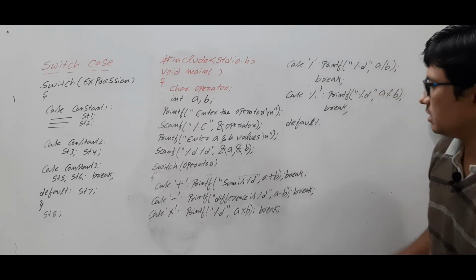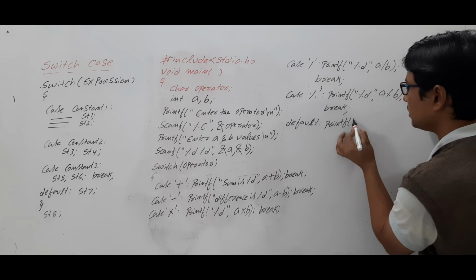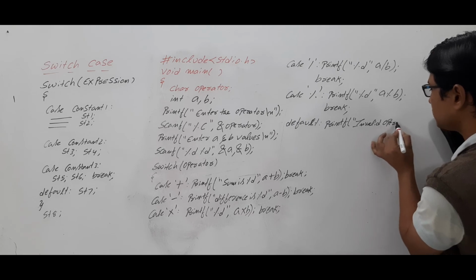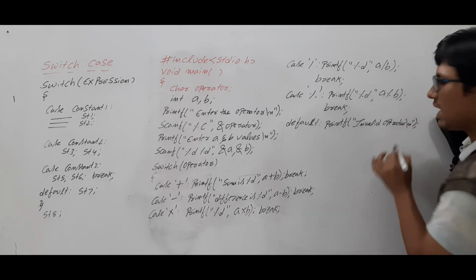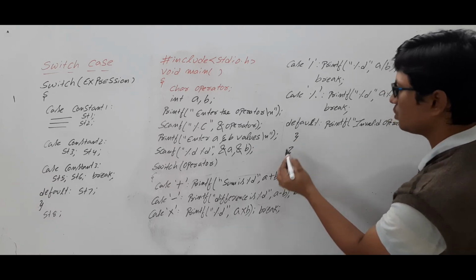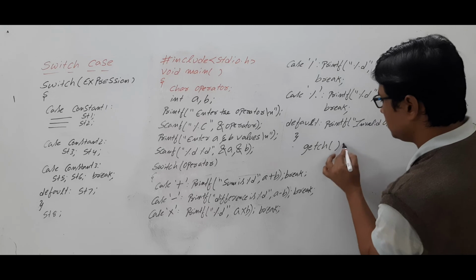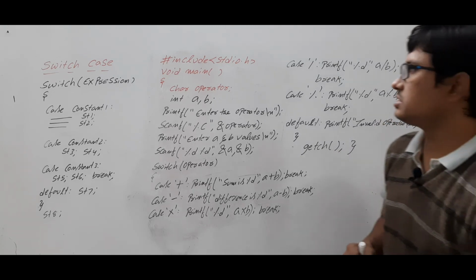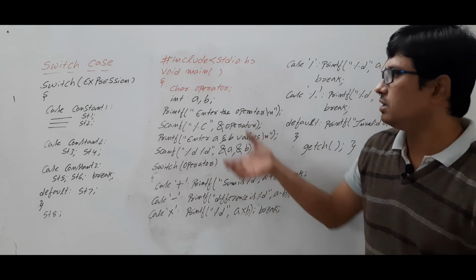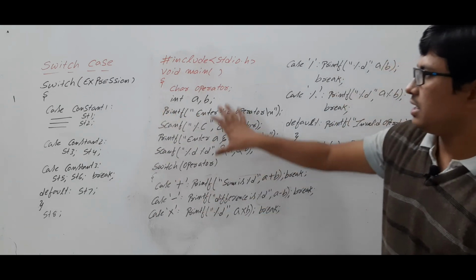If it is not matching with anything, then you have to use a keyword called default, and then you have to write a statement called printf "invalid operator", and then you need to come out of the switch expression, and then you can close the main function also. Before that you need to write getch, and then you close the main function. So this is a simple C program to perform an arithmetic calculator using the switch expression. So I hope you have understood the syntax of the switch expression and the C program.